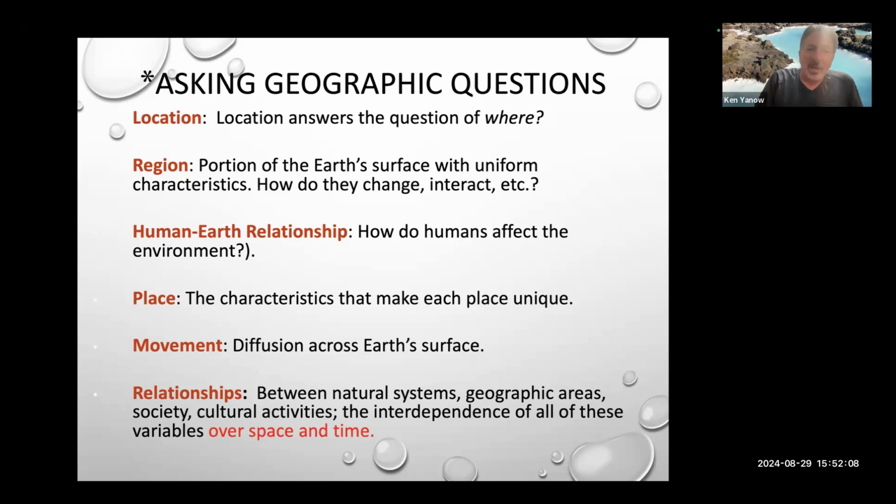We also want to take a look at the human and Earth relationship. This is perhaps one of the most important things. How do humans affect the environment? And we really want to latch onto this. I've always scratched my head to a certain extent about how certain things can become political wedge issues. We all live on the Earth. Climate is a big deal. Farming is a big deal. How climate affects farming is a big deal.